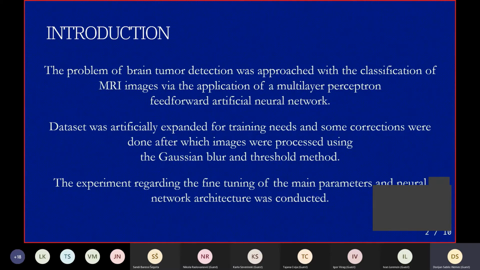Dataset was sourced from Kaggle, and it had quite a few flaws. It was a scarce selection of images sourced from unknown sources, and it had a low number of pictures. Firstly, we had to expand the dataset by artificially modifying the images. Secondly, the images were heavily processed with the Gaussian blur and threshold function in a later stage of the experiment.